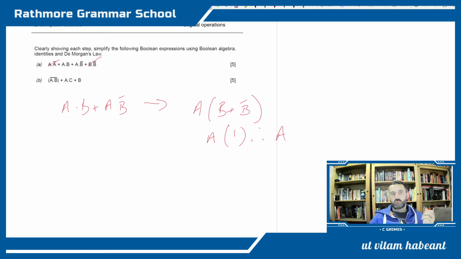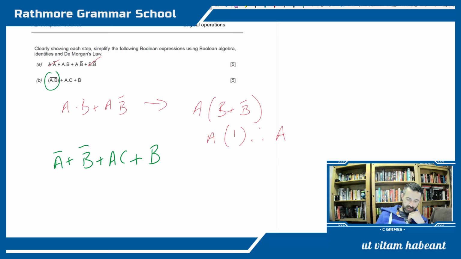And we're on to the De Morgan's question, which most of you were able to apply De Morgan's. It just went wrong when it came to applying the other laws for some reason. So we are looking at applying De Morgan's to the side of the equation. Break the bar, change the sign. So I've got not A or not B plus OR with an A and C, OR with B.